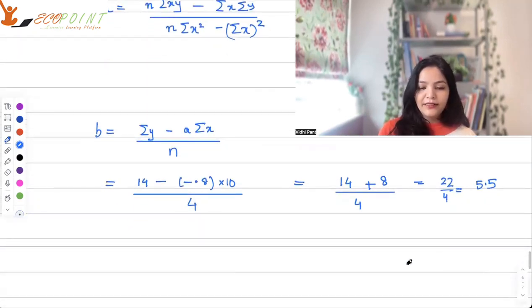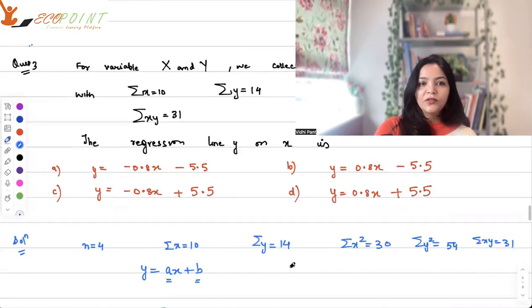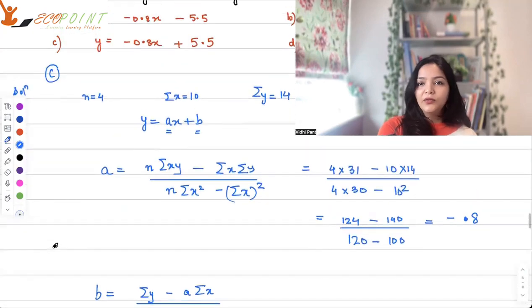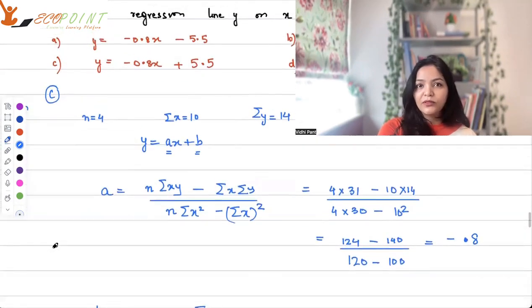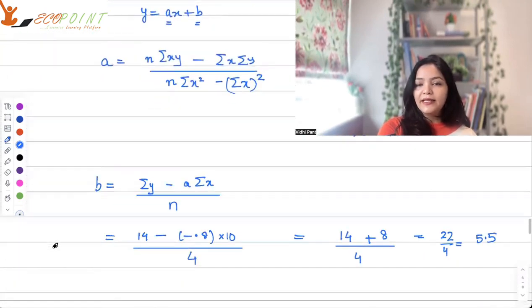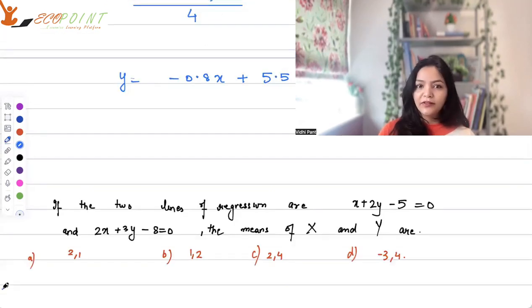Hence, your line is y equals to A, which is minus 0.8x plus 5.5. Do we have any such option? Yes, C option is what would be correct. So all you need to know is in y equals to ax plus b, when you're finding out the regression line y on x, you need to know how to calculate this a and b. Simple. Let's work on another question from the regression lines.